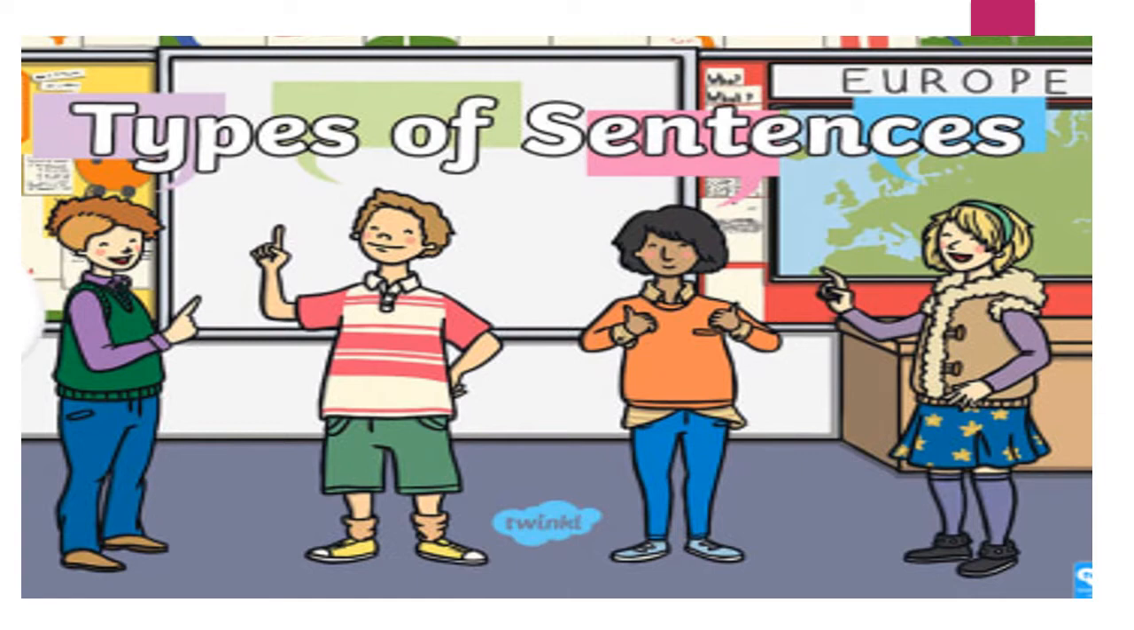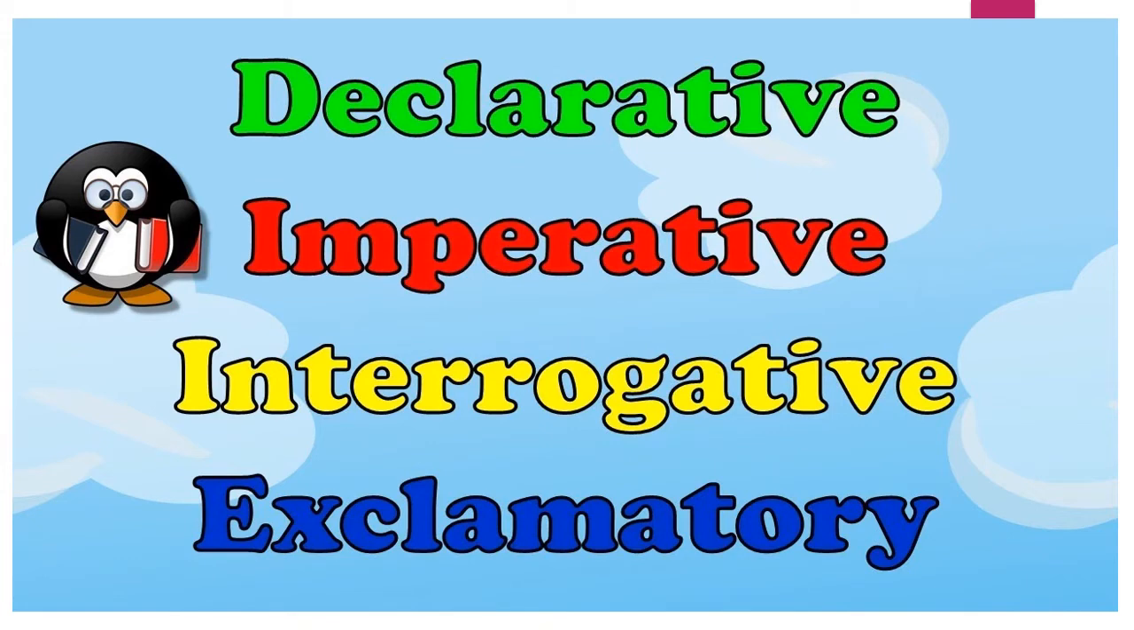Based on the structure, we can divide sentences into simple sentences, compound sentences, and complex sentences. Whereas, based on the function, we can divide sentences into four different groups. We are going to study in detail about all the types of sentences based on the function.